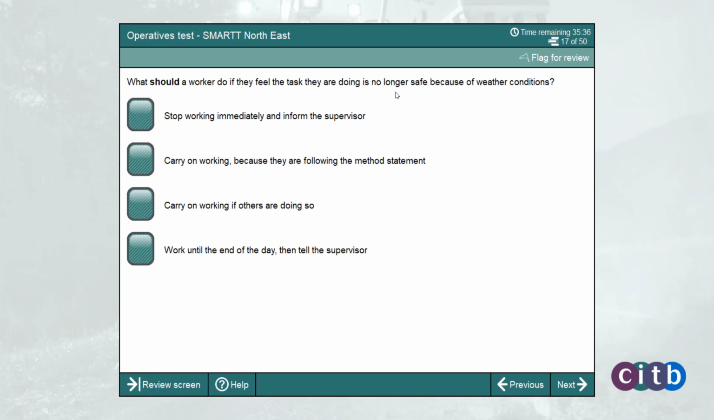What should a worker do if they feel the task they are doing is no longer safe because of weather conditions? Stop working immediately and inform the supervisor. Carry on working because they are following the method statement. Carry on working if others are doing so. Work until the end of the day, then tell the supervisor.